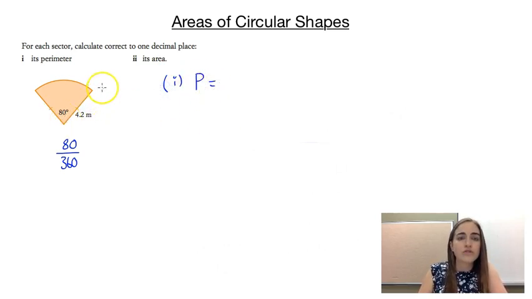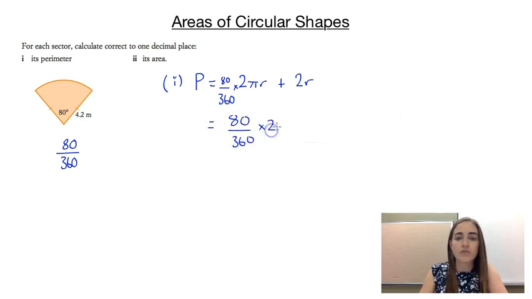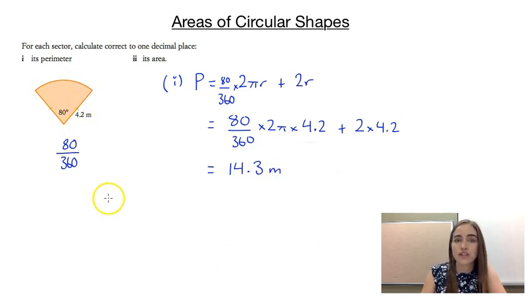All right, so first one, to find its perimeter. Again, the circumference of a full circle would be 2 pi r, but we only want this fraction of that circumference to get that curved edge. And then we're going to add on 2 lots of the radius. So when we plug our numbers in, we're going to have 80 over 360 times 2 pi times 4.2 plus 2 times 4.2. And when we put all of that in your calculator, you're going to end up with 14.3 meters as the perimeter of that shape.